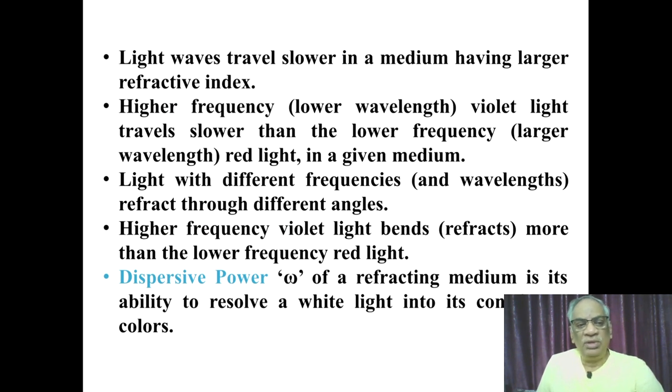It's known that light waves travel slower in a medium that has a larger refractive index, because refractive index is a ratio of velocity of light in vacuum with reference to the medium. And higher frequency, that is lower wavelength violet light, travels slower as compared to the lower frequency, that is larger wavelength red light, in a given medium. Light with different frequencies hence refract through different angles.